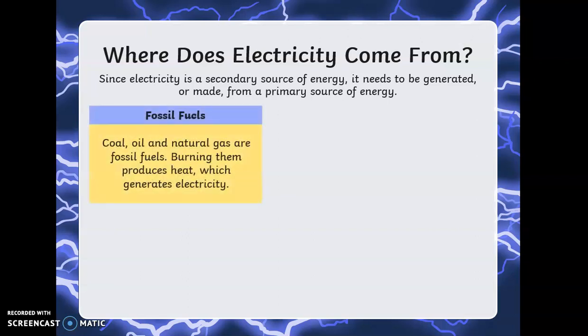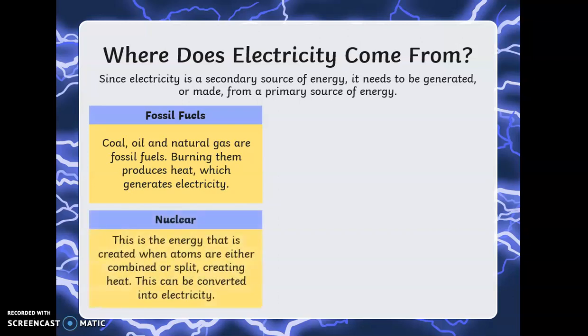One way of doing that is fossil fuels. Coal, oil, natural gas. They're all fossil fuels, and when they're burnt, they produce heat, and that heat can then be used to produce electricity. Nuclear energy is what comes out when an atom is either combined or split, and again it creates heat, and that heat is converted into electricity.